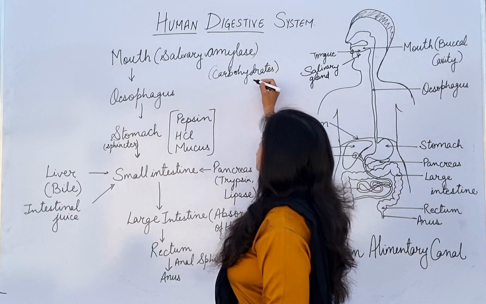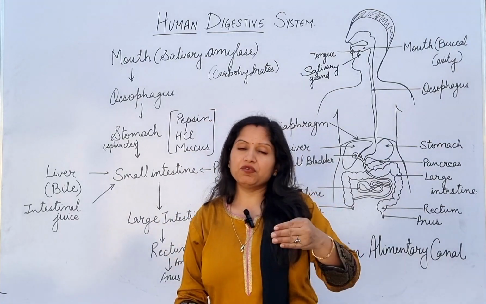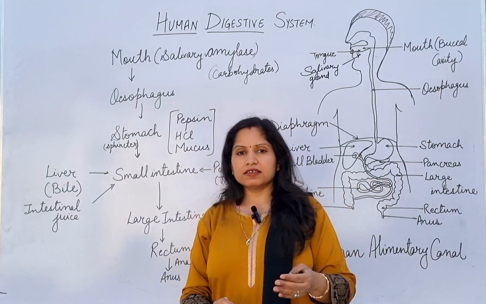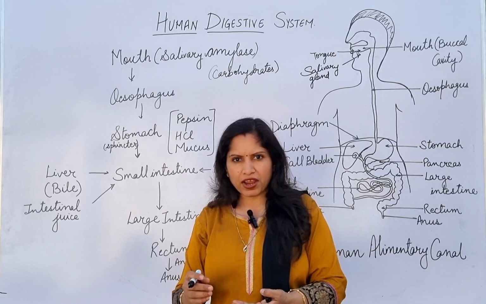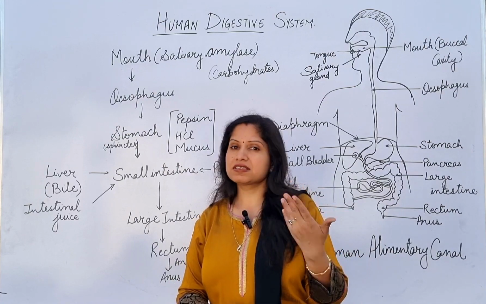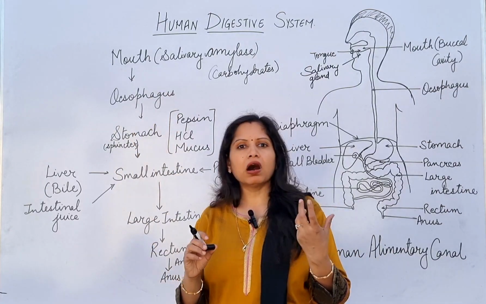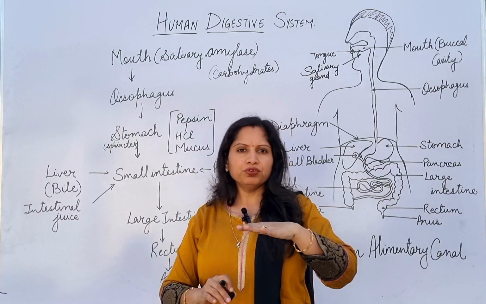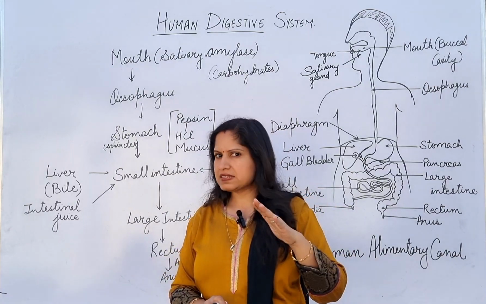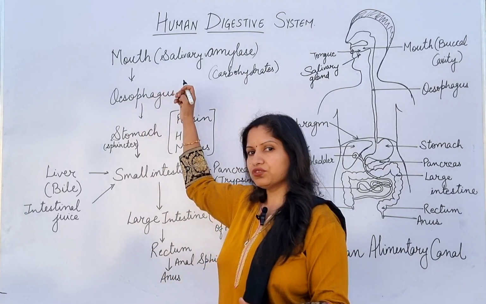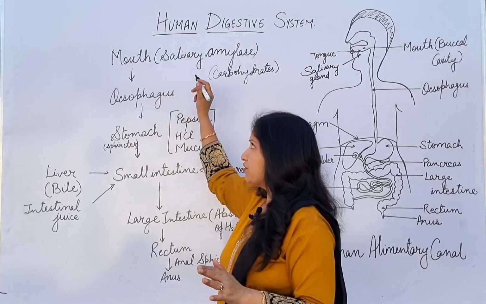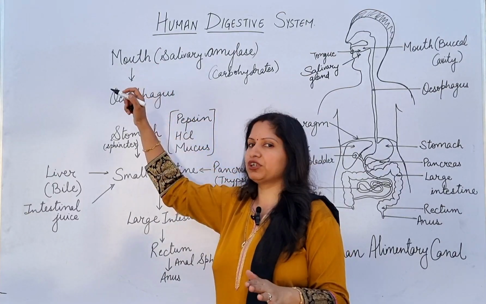So if you are asked at which part of the alimentary canal the digestion of carbohydrates or starch starts, it is in the mouth itself. In the mouth, there is no digestion of proteins or fats, but only of carbohydrates. So carbohydrate digestion starts right in the mouth itself.